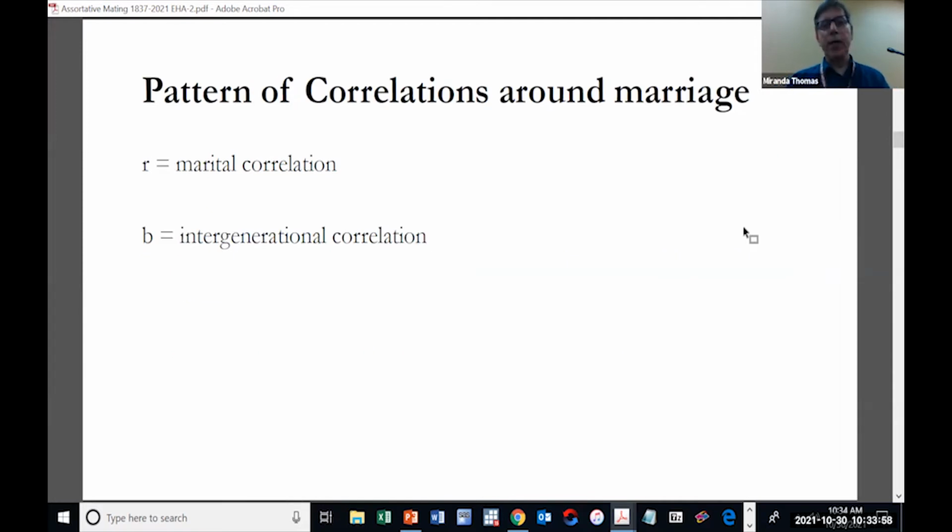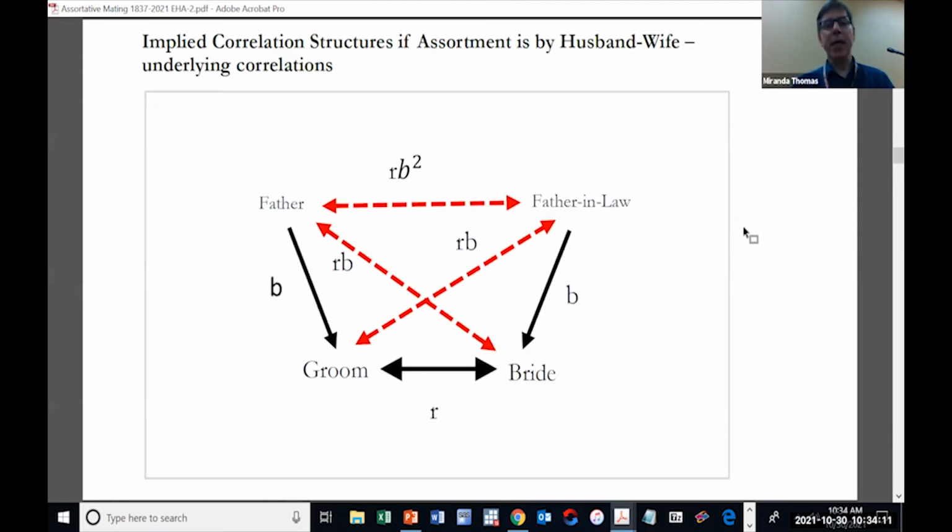And so we're going to have two important things we want to measure: R, which is the marital correlation in these underlying characteristics, and B, which is going to be the intergenerational correlation, again, in these underlying characteristics. And here's the situation we're going to observe in the marriage market. Fathers and father-in-laws are connected to the groom and the bride with this parameter B, which is the underlying intergenerational transmission. The groom and the bride are going to match with this parameter R.